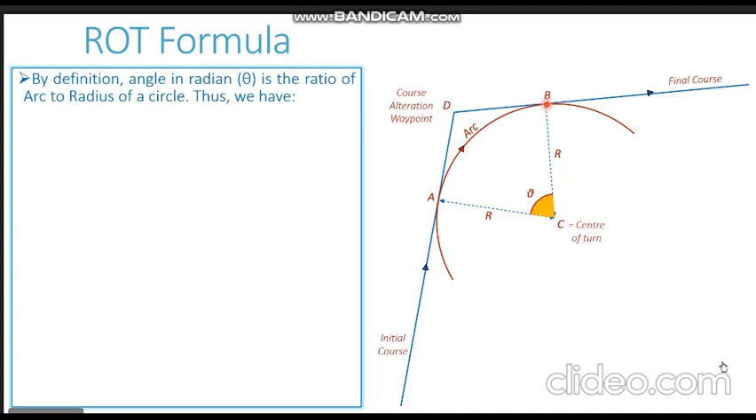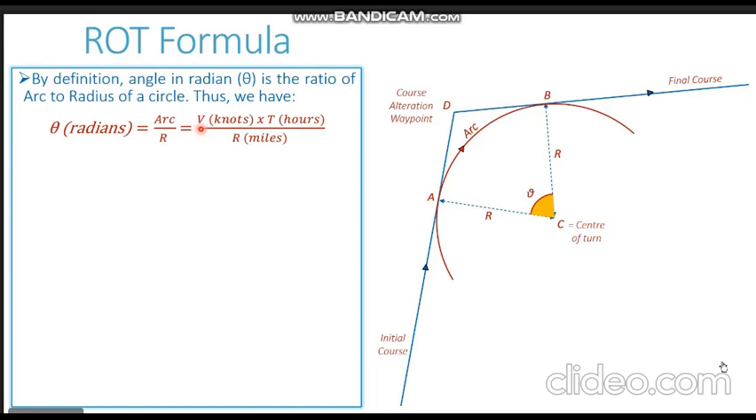Now, by the definition, an angle in radians is basically the ratio of the arc of a circle to the radius of the circle. Using this definition on our course alteration angle theta, the angle theta in radians should be equal to the arc, which is Alpha Bravo, divided by the radius of the turn. Now this arc Alpha to Bravo can be easily obtained by using the formula distance is equal to speed into time.